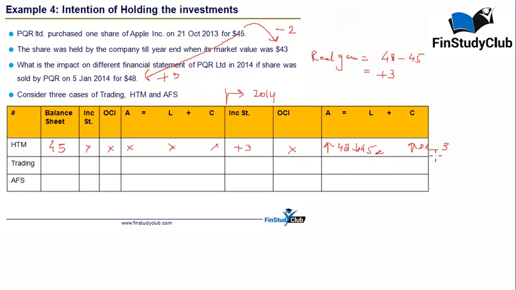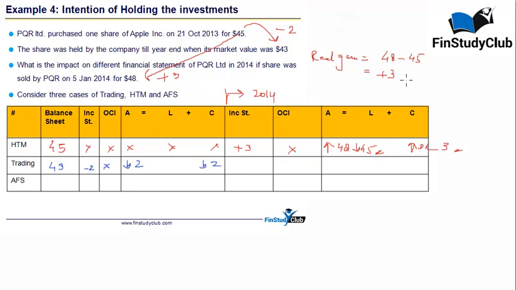That's how the equation also gets tallied. Let's talk about trading. Again, fairly simple. Your valuation will be at mark to market. You have recognized this loss of 2 in the income statement directly. Your assets go down by 2 and your capital goes down by 2.